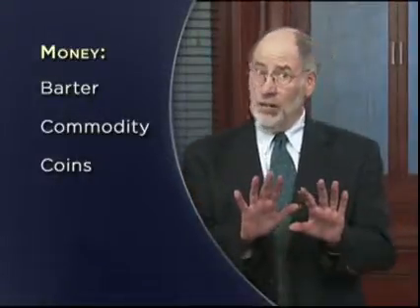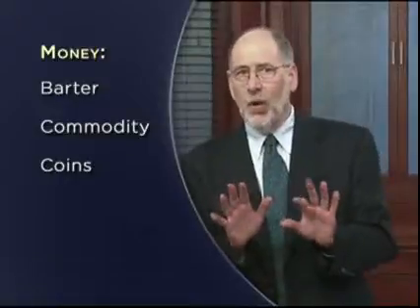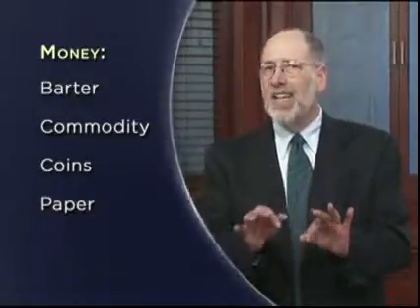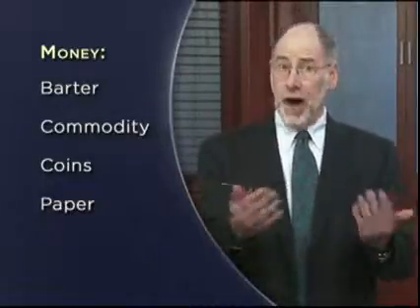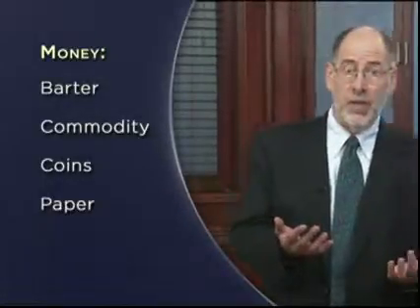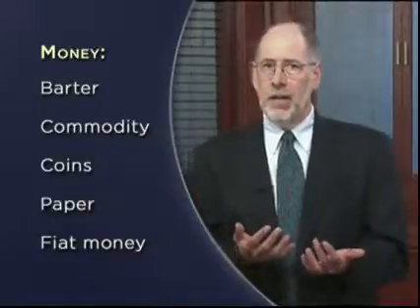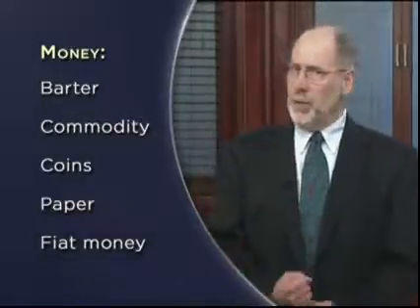Finally, we'll come very close to the present day with phase 4 and take a look at paper money, but paper money somehow backed by coins. And finally, the 5th stage of the evolution, fiat money. Money that's valuable because government says it's valuable.